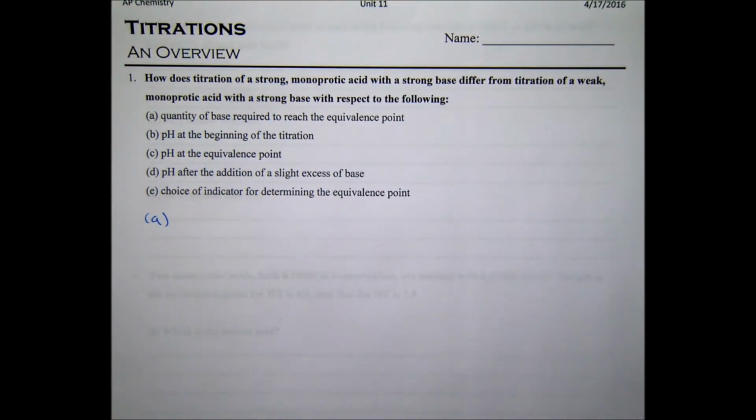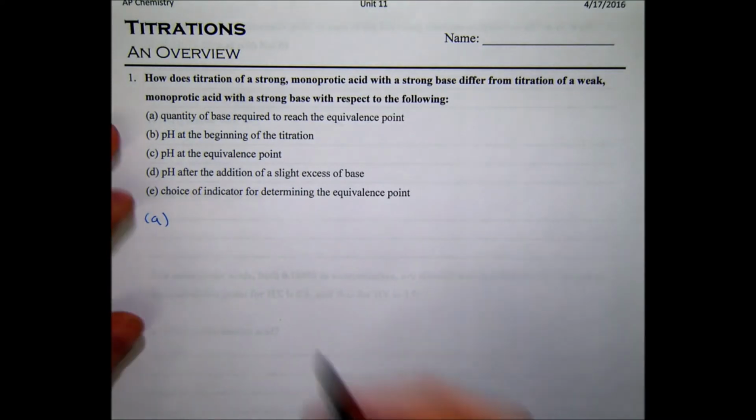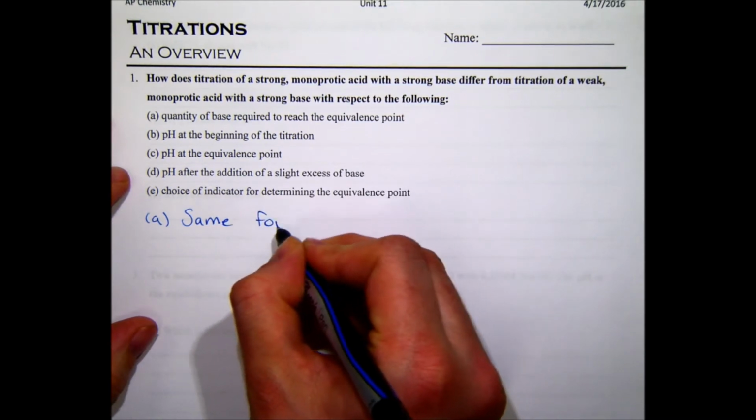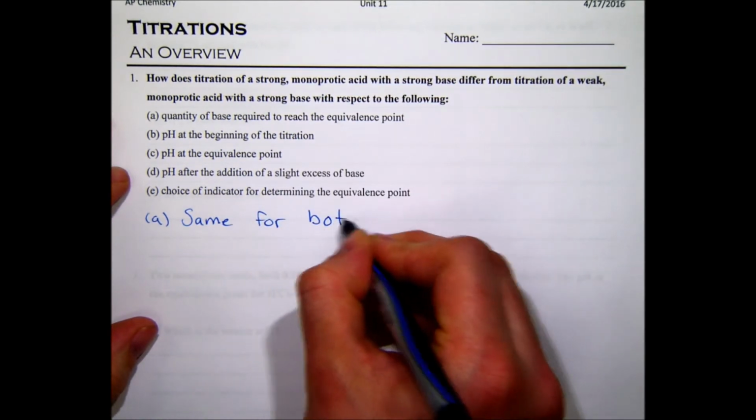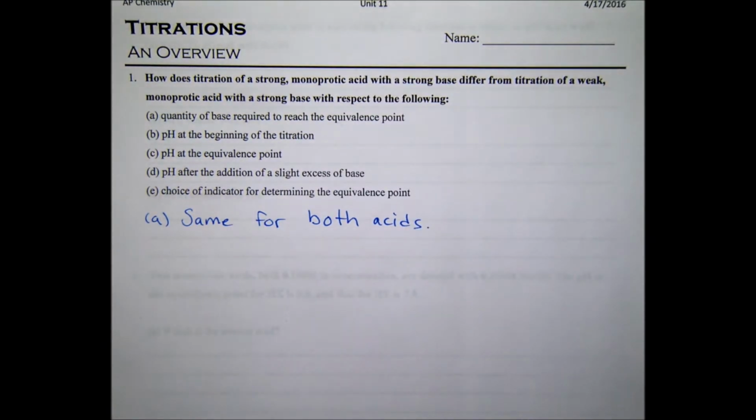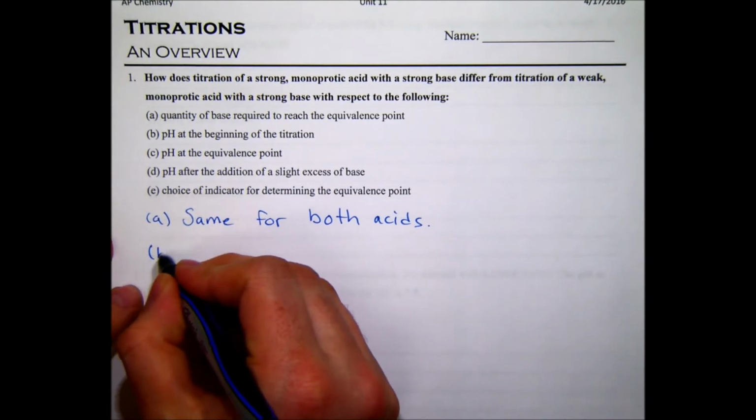So A, the quantity of base to reach the equivalence point. So in this case, it's the same for both acids. It doesn't matter. We know neutralization reactions, acid plus base, are one-way reactions. So whether the acid is strong or weak does not change the stoichiometry of that reaction. So it is the same for both of them.